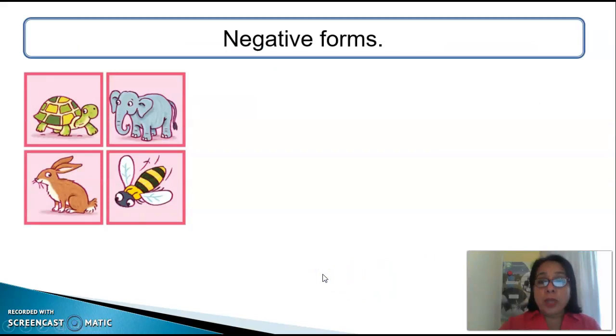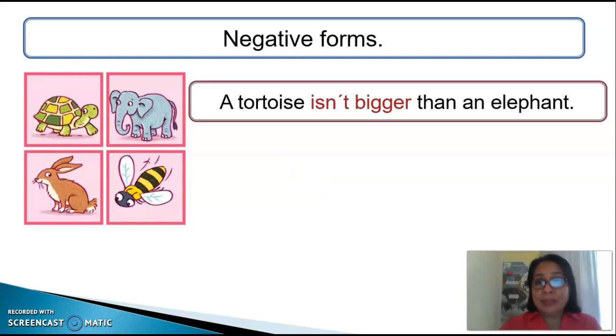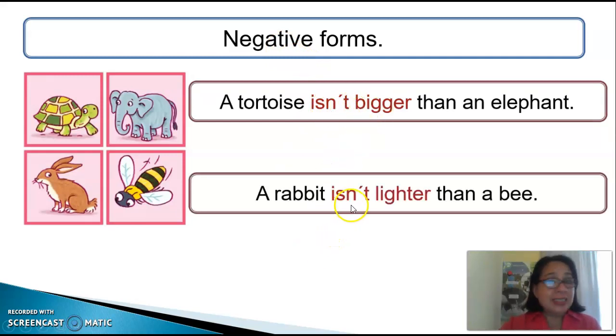Negative forms. We also use a negative form with the comparative adjectives like this. A tortoise isn't bigger than an elephant. A rabbit isn't lighter than a bee. What does it mean? That we are saying that it's not bigger than an elephant. It's not lighter than a bee. But we're using a contraction of isn't. Is not. Isn't. Okay? You can also use it in plural. Are not. But in this case, they were singular.